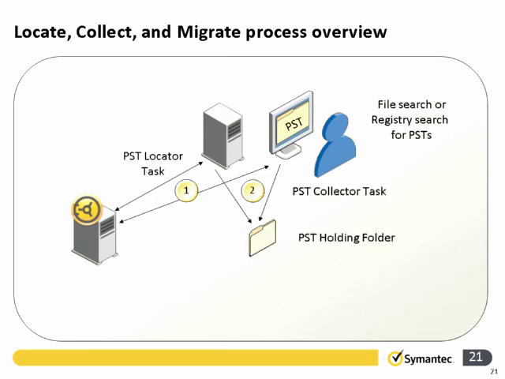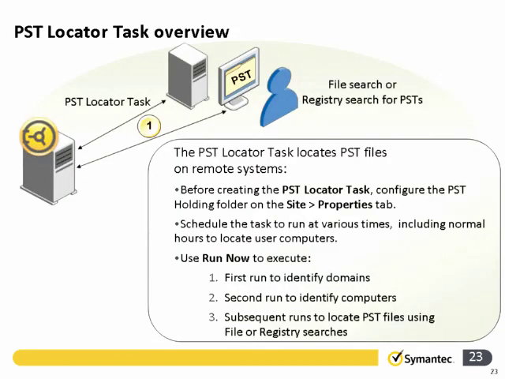And what the PST Collector Task does is it gathers up all the information or makes copies of all those PST files and places them in a temporary storage location called the PST holding folder. Once I've got all these PST files in the PST holding folder, I can then run the PST Migrator Task, which will move all those items onto the Enterprise Vault server, first into a temporary folder, and then ultimately into the archive for that particular user that we have associated with the PST file. So let's start off with the PST Locator Task.